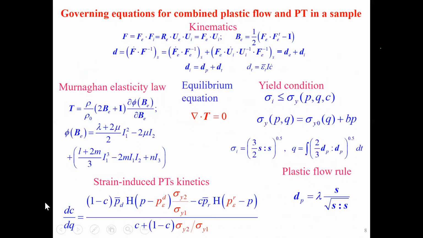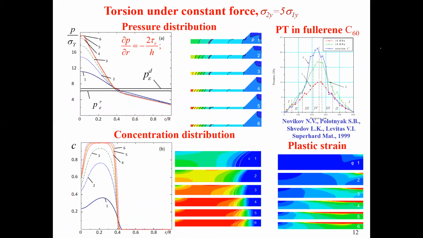Okay, and this kinetic equation is here, and it's part of our macroscale model, which I will not discuss. I will just mention that yield strength depends on pressure, plastic strain, and volume fraction of phases. And we use the Murnaghan nonlinear elasticity rule. We solved maybe hundreds of problems, and I will show only a few results.